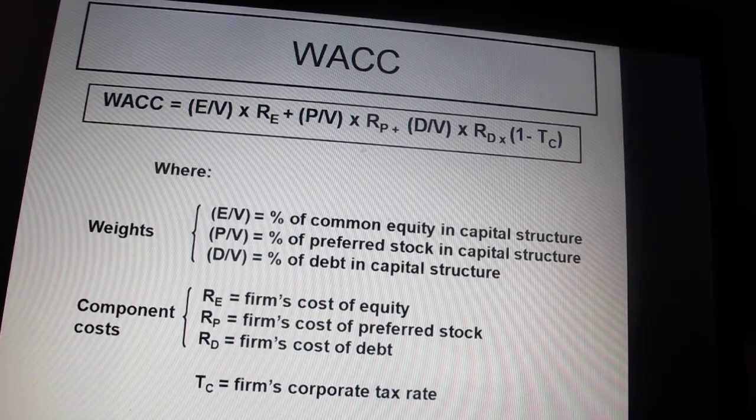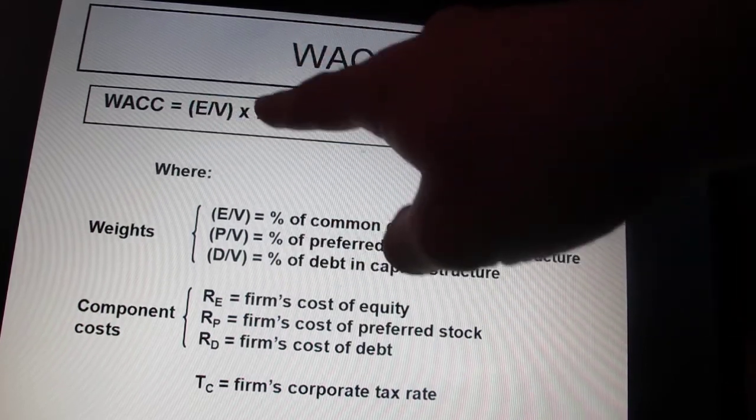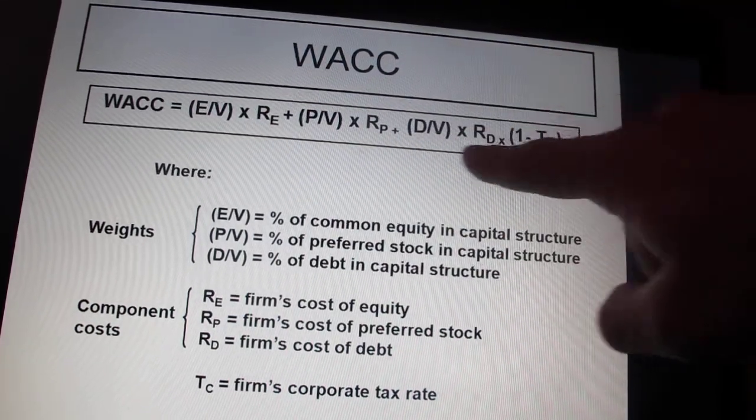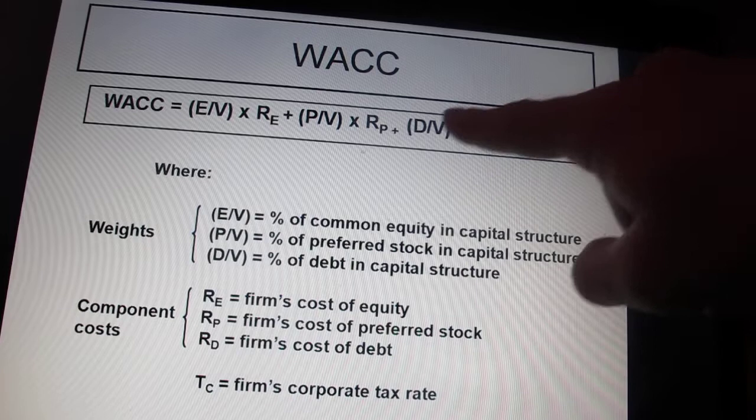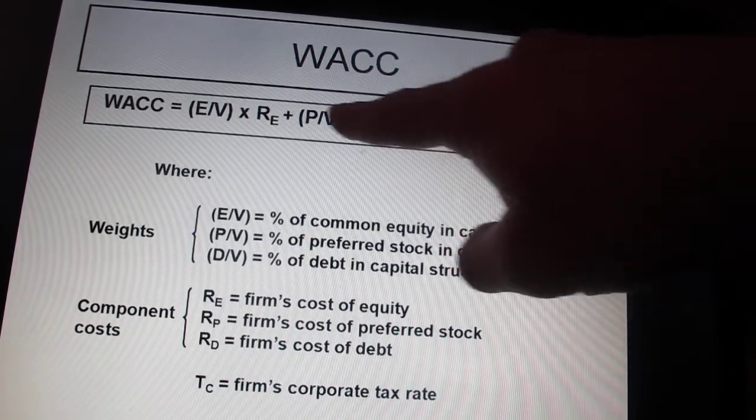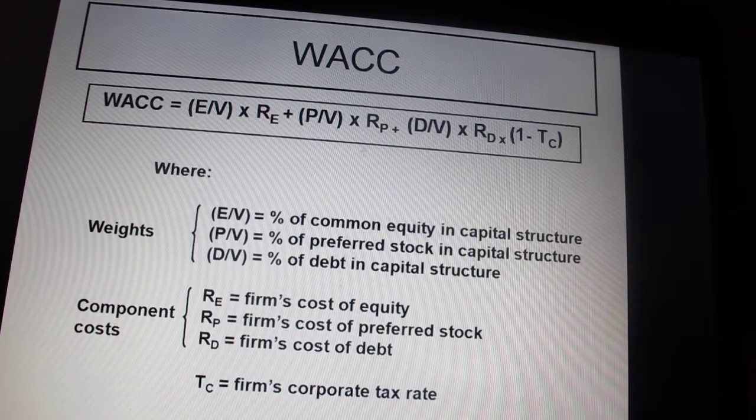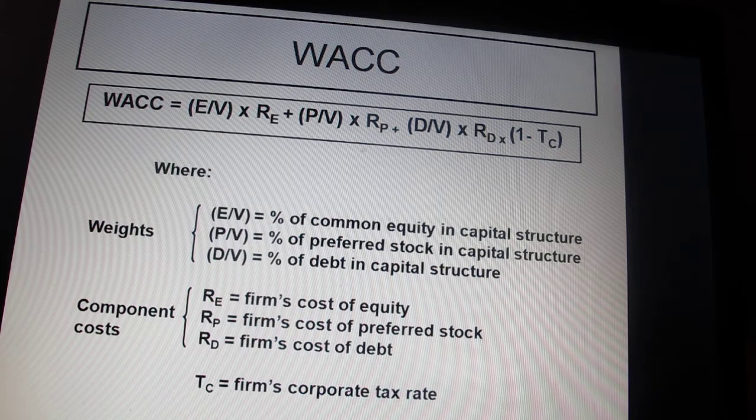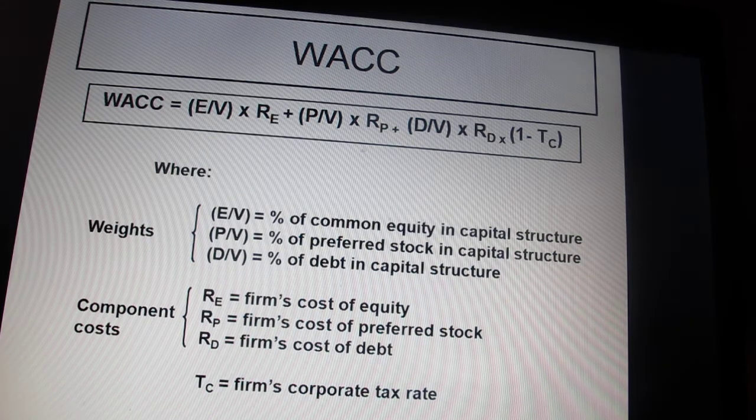But if a firm has equity, this part would be meaningful, and if the firm has debt, this part would be meaningful, and if they have preferred stock, this part would be meaningful in order to calculate the weighted average cost of capital. The weights, pretty straightforward. We already discussed them. The RE stands for the firm's cost of equity. RP is the firm's cost of preferred stock, and RD is the firm's cost of debt.